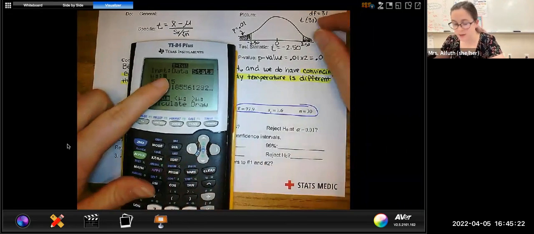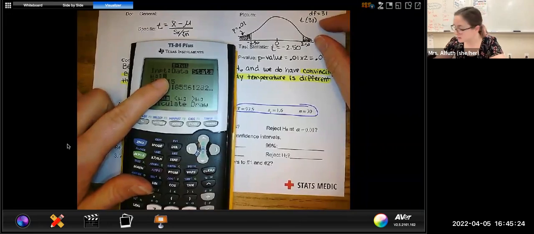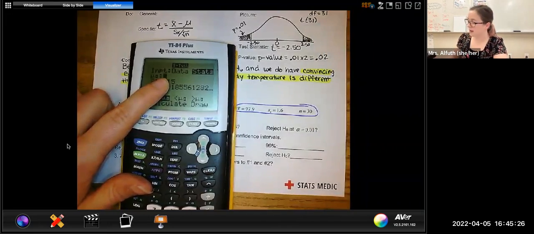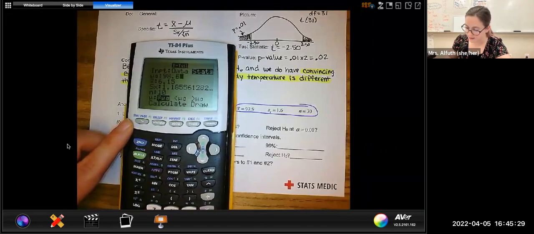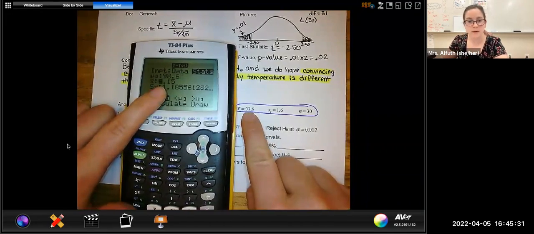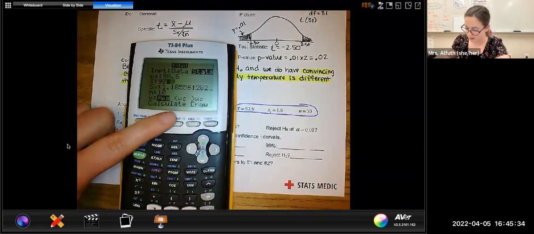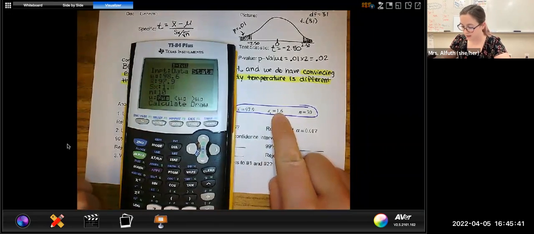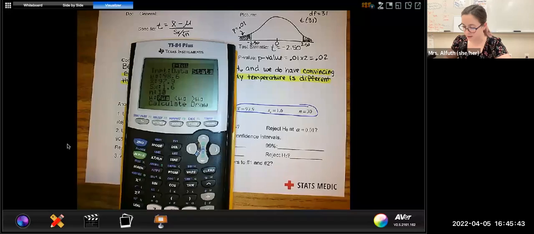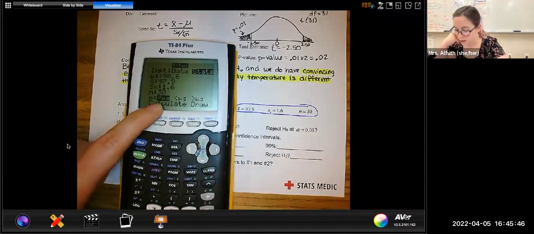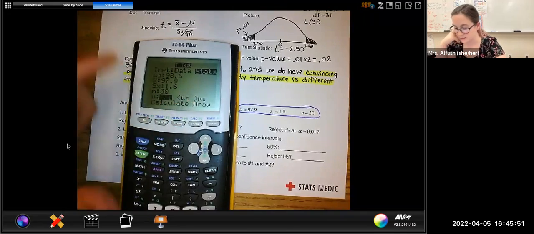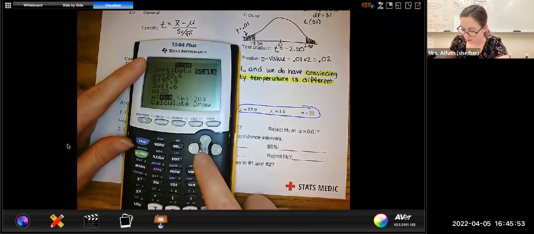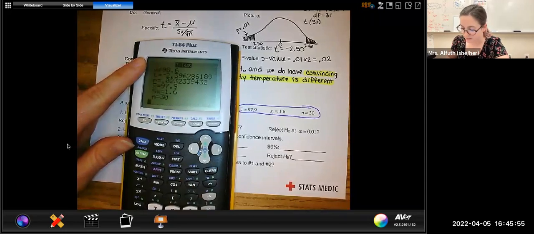So we are going to assume that our mean for the hypothesis was 98.6. Our sample mean was 97.9, our sample standard deviation was 1.6, and our sample size is 30. Here we are looking for a different than, not a less than, not a greater than, but a different than. So we'll come down and calculate.